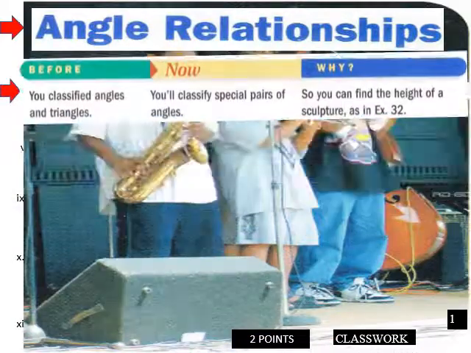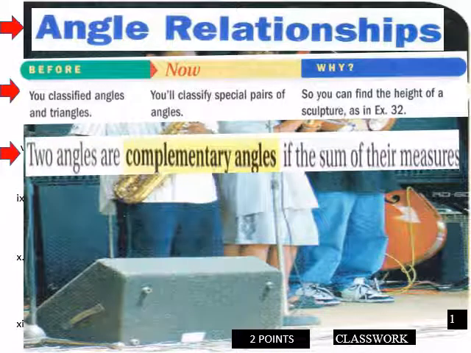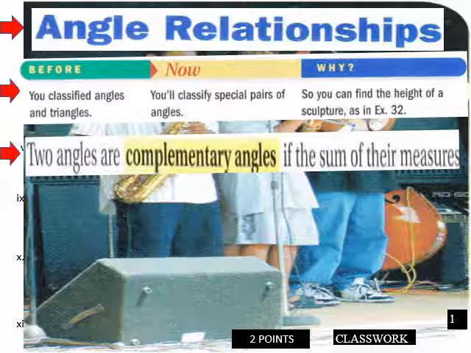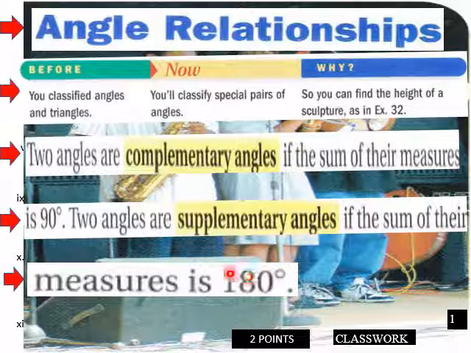Classwork, angle relationships. You've classified angles and triangles. You'll classify special pairs of angles so you can find the height of a sculpture. Two angles are complementary angles if the sum of their measure is 90. So complementary angles are 90 degrees, and supplementary angles are, guess what? They're 180 degrees.